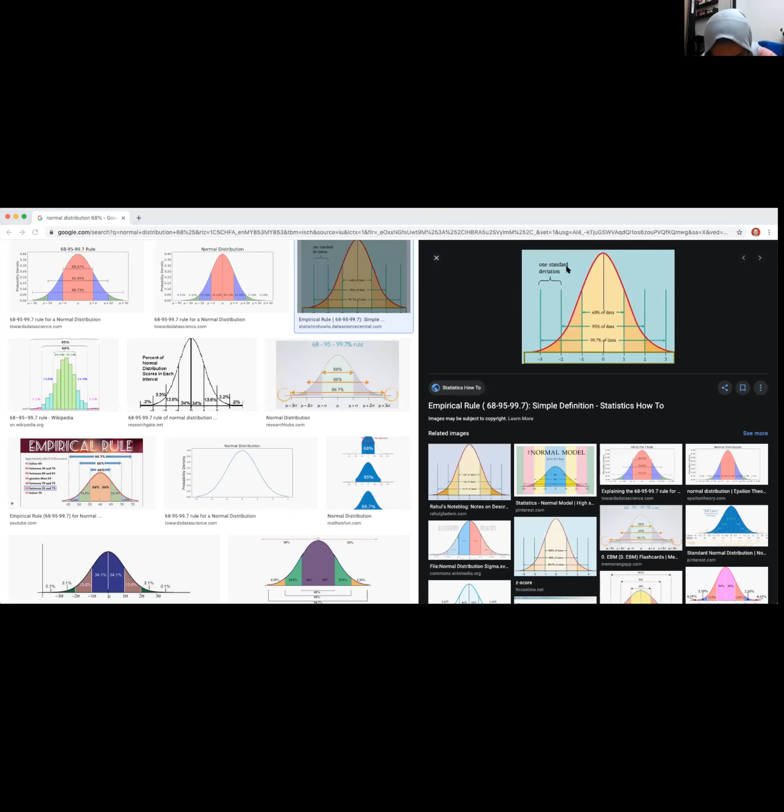Okay. Look at this table. Can you see this table? Yes. If you have a normal curve, one standard deviation covers 68% of the data. If it's two standard deviations, it covers 95% of the data. If it's three standard deviations, it covers 99% of the data. So this is what we call the empirical rule.